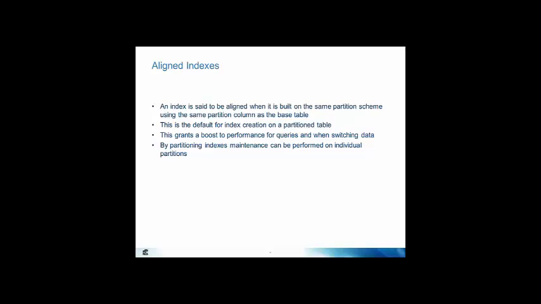So now we can partition our tables, and effectively what we're doing when we do that is we're partitioning the clustered index. But we don't have to stop there. We can partition our non-clustered indexes. And if we do that on the same partition scheme, then our indexes are said to be aligned. And this grants some really nice boosts.